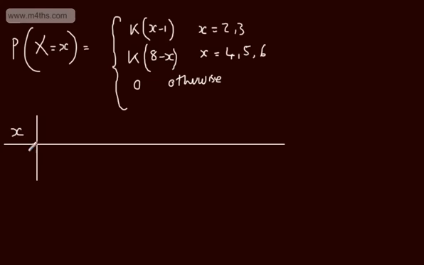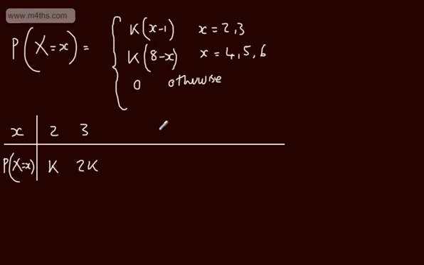Let's now look at our values, and then what we'll have is the probability that X is equal to x. Straight off I can look at subbing in 2. If I put 2 in here, that's just going to give me k, so I can put k just here. If I put 3 in, that's going to be 2k.